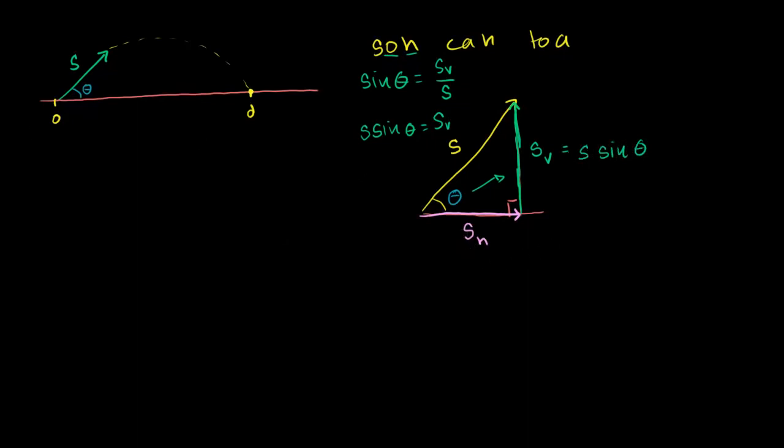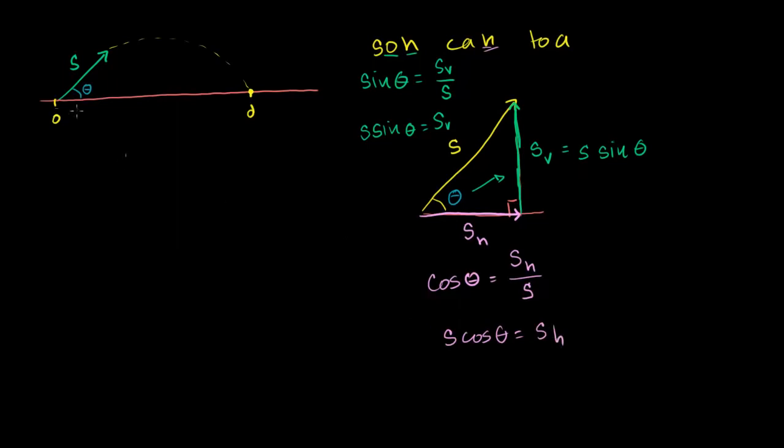And now for the horizontal component, we do the same thing, but we don't use sine anymore. This is now adjacent to the angle. So cosine deals with the adjacent side and the hypotenuse. So we could say that the cosine of theta is equal to the adjacent side to the angle, so that is the horizontal speed over the hypotenuse, the hypotenuse is this length right here, over s. So if we want to solve for the horizontal speed, or the magnitude of the horizontal component, we just multiply both sides times s. And you get s cosine of theta is equal to the horizontal component.